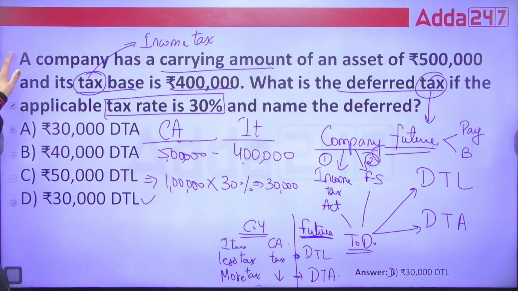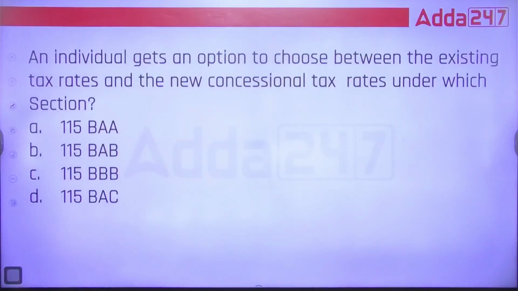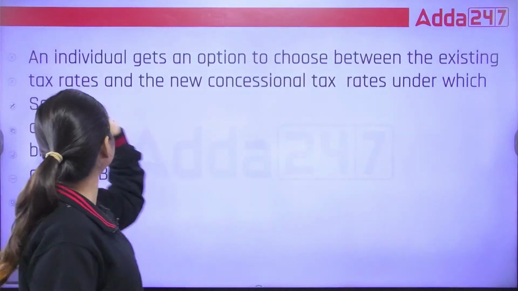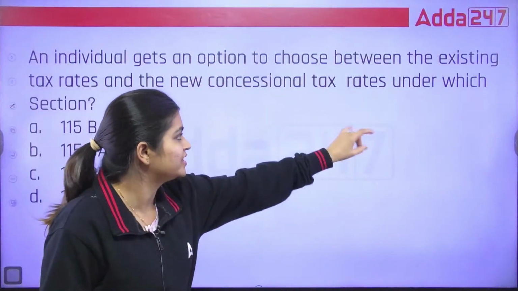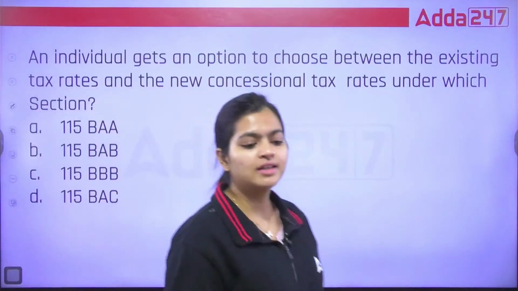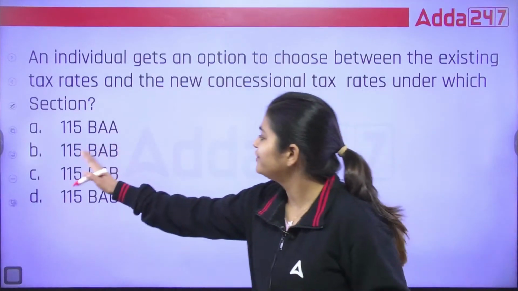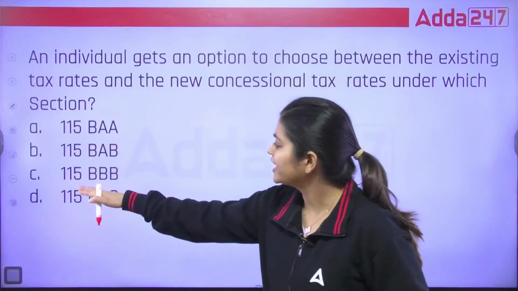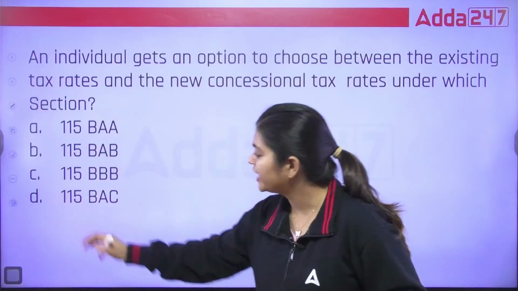Chaliye, let's see the next question. An individual gets an option to choose between the existing tax rates and the new concessional tax rates under which section? A. 115 BAA. B. 115 BAB. C. 115 BBB. D. 115 BAC.